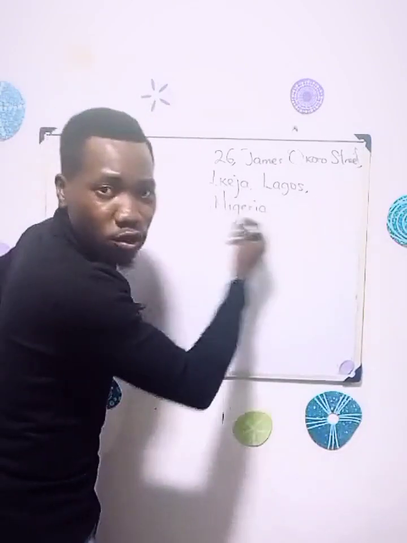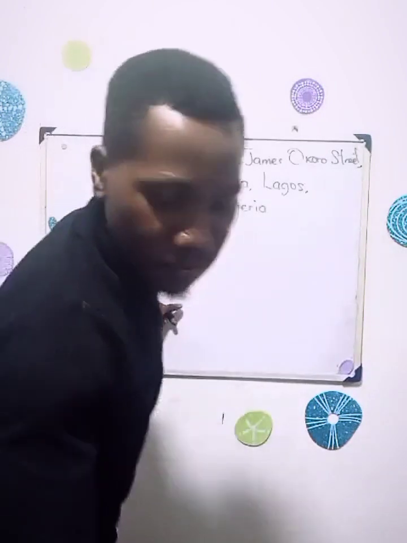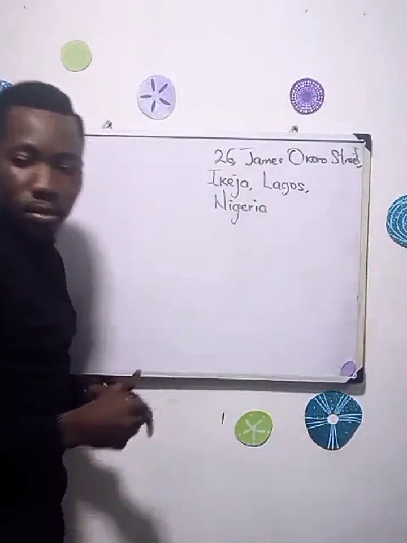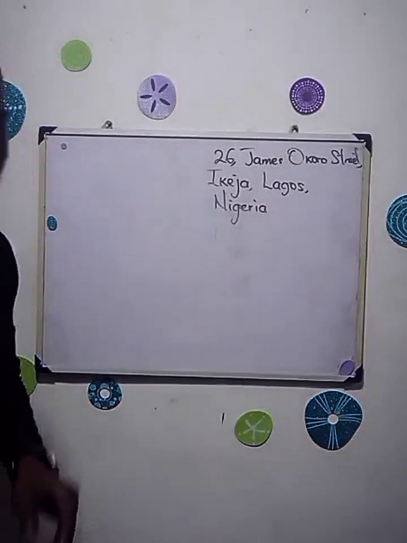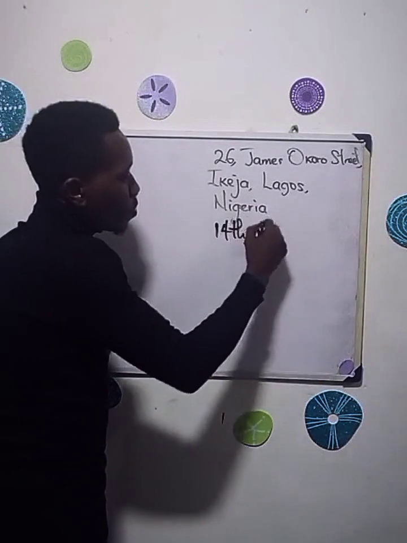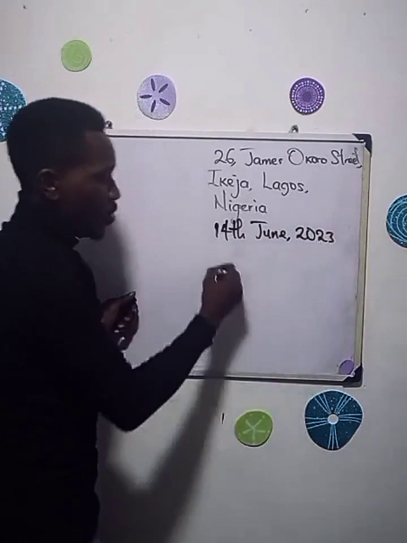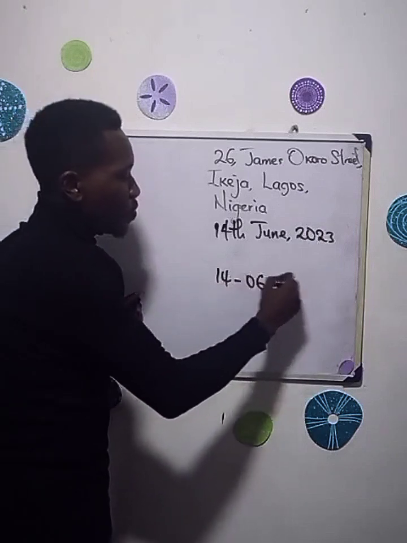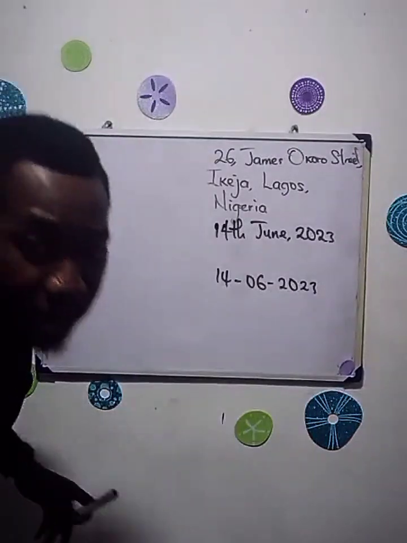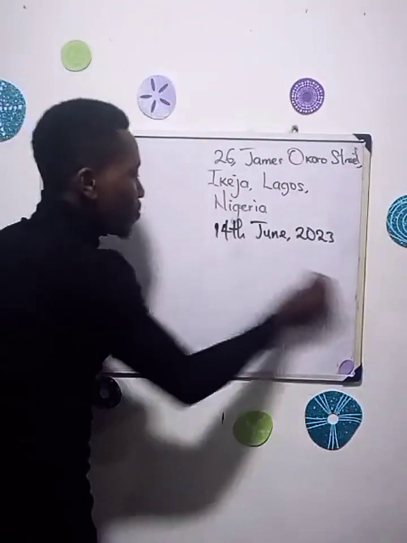Then the next thing you're going to have is your date. What is today's date? Today is the 14th, so I'm going to write the 14th of June 2023, or I can just say 14/06/2023. I can use any of these formats to write my date. I can't see your writing.